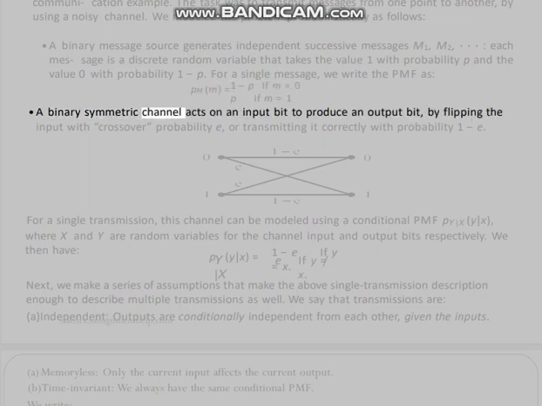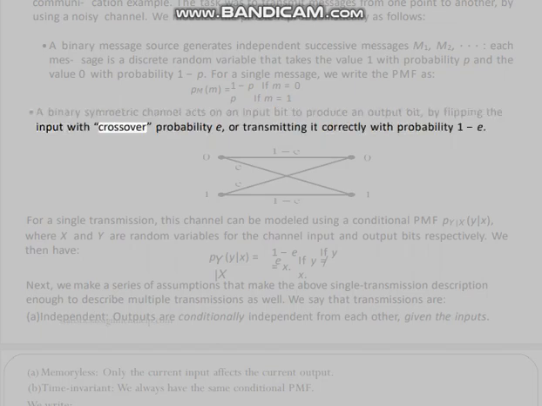A binary symmetric channel acts on an input bit to produce an output bit by flipping the input with crossover probability e, or transmitting it correctly with probability 1 minus e.